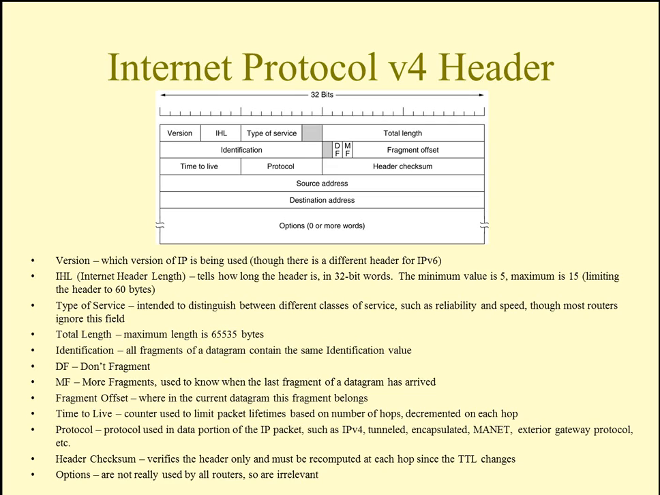So we talked about IP. Here is the IP version 4 header. The IP version 4 header consists of a number of different fields. You see there that it's 32 bits wide. So the version is going to take up 4 bits, which is the version of IP that's being used. In this case, since it's version 4 of IP, it would always be 0100.